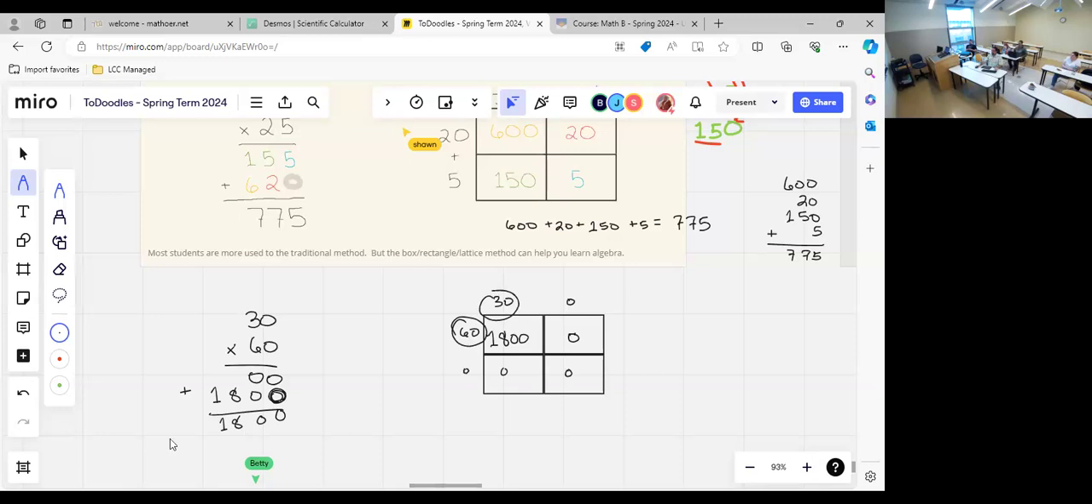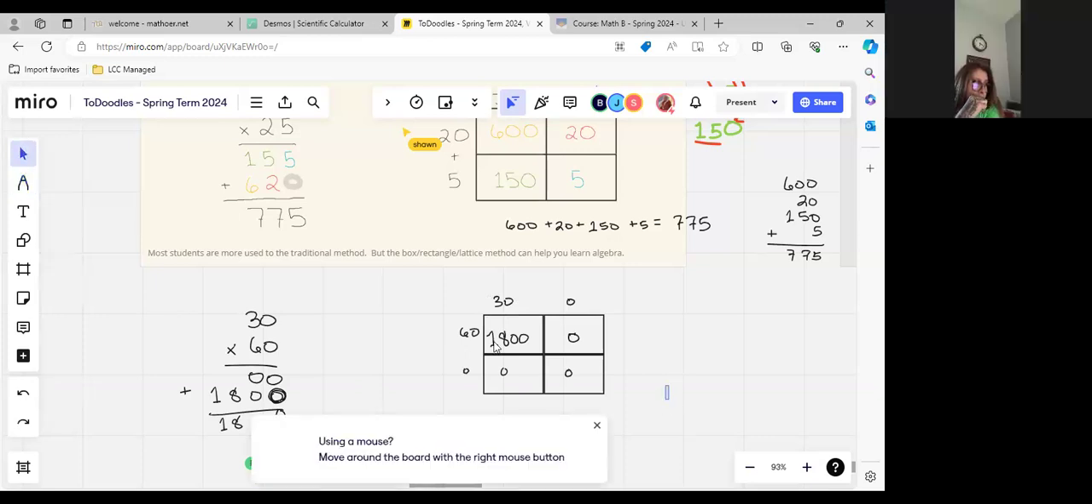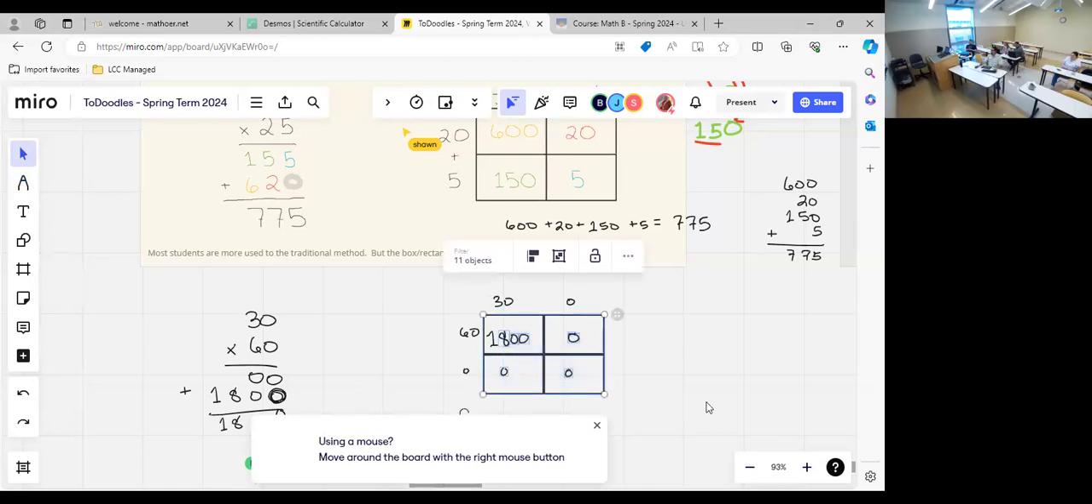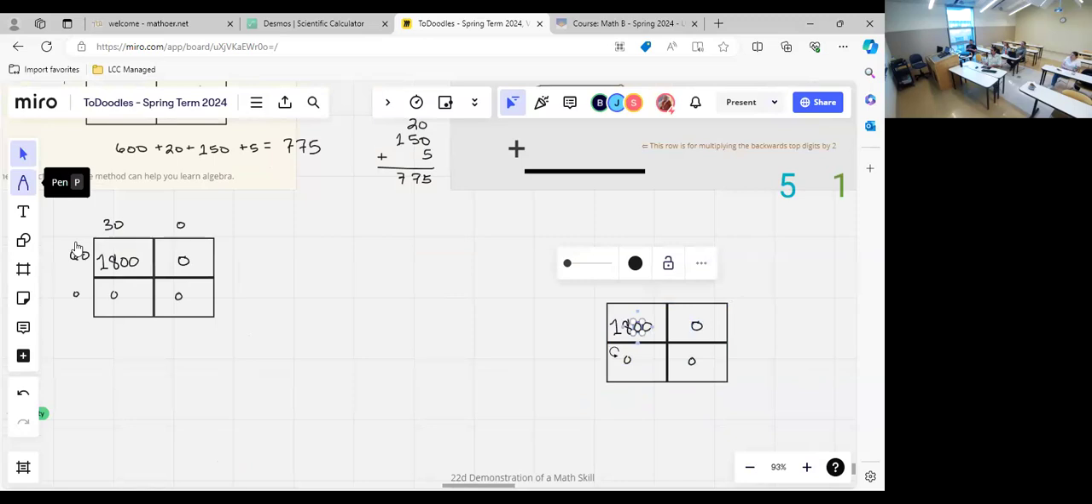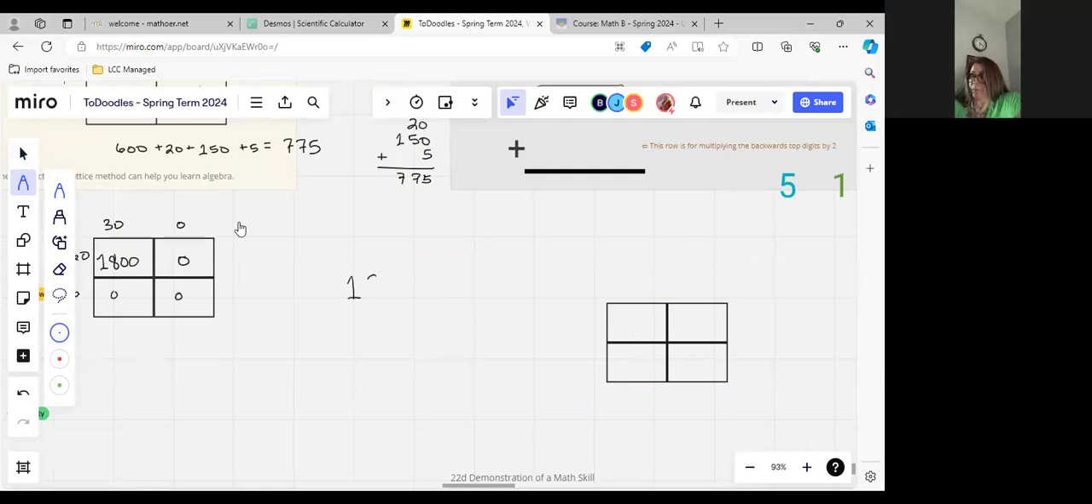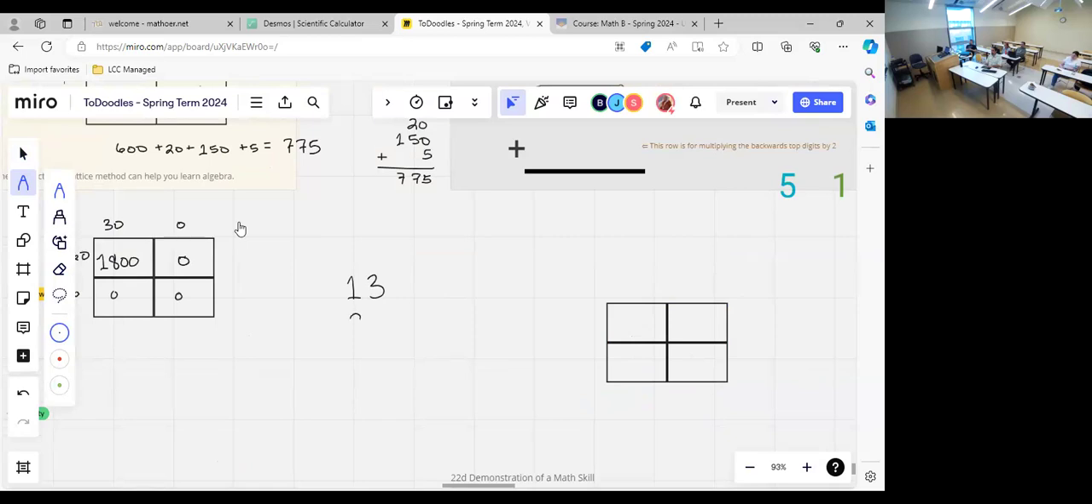Okay, let's make it a little more interesting though. Let's do another one. Tell me two more two-digit numbers. This time they should have a tens and a ones and not only tens. If you want one of them to be in the hundreds, we could do a three-digit. That's fine. We can be advanced. No decimals. That's another lesson. Okay, 13 times what? 28. Okay, 13 times 28.